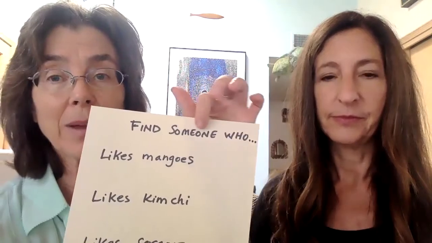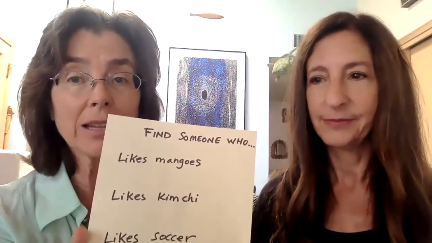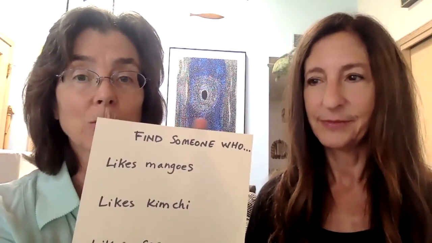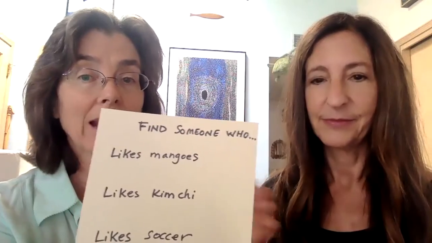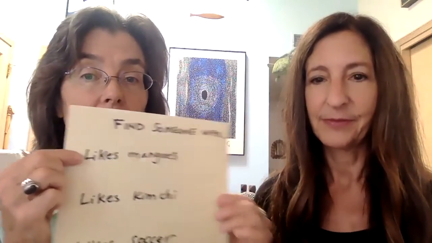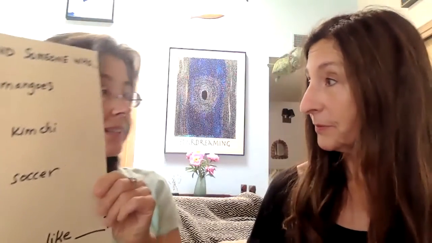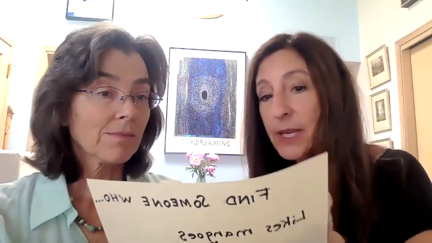So on a piece of paper, the students would carry this paper. It says find someone who, and then we have several examples. Likes mangoes, likes kimchi, likes soccer. So, Miriam, I might say to you, do you like mangoes? Yes, I love mangoes. Can you write your name here? Yes. So I know Miriam likes mangoes.